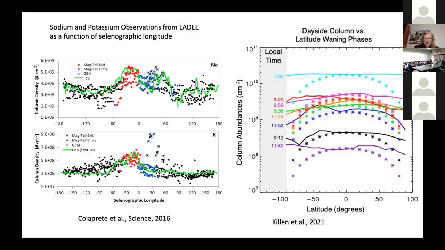and they see this also with LADI when you get these. Right, the red, that's magnetotail exit, the blue is magnetotail entry, and this region is the magnetosheath, a region where you get a lot of turbulent ions from the solar wind that are entrained into the magnetosheath, and this is where you get the highest flux onto the surface of the moon.